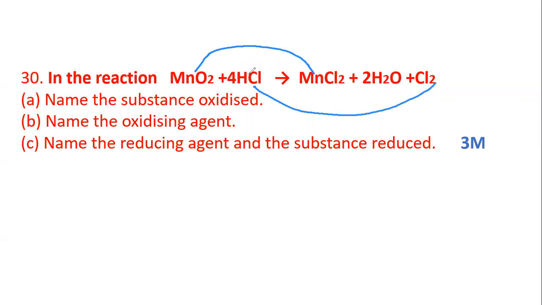Here, think of the definitions. Oxidation is addition of oxygen, removal of hydrogen, or removal of electrons. Reduction means addition of hydrogen, removal of oxygen, or addition of electrons. Only these three definitions are enough to answer this question. Try to understand this. MnO2, manganese dioxide. When MnO2 converts to MnCl2, there is a loss of oxygen. So, which reaction is involved?